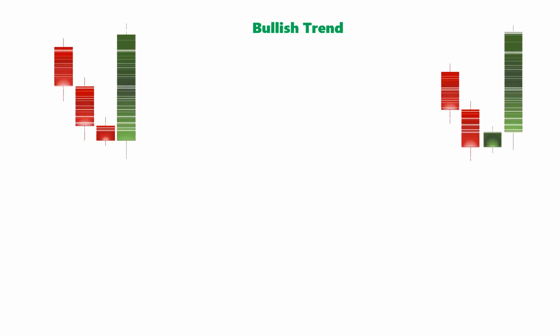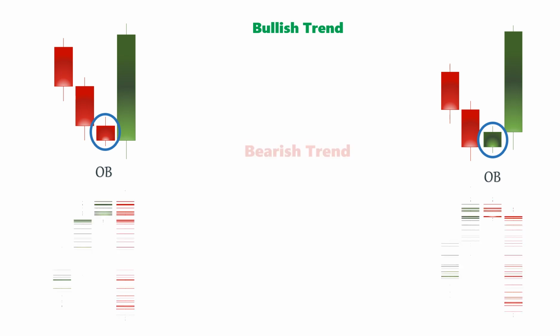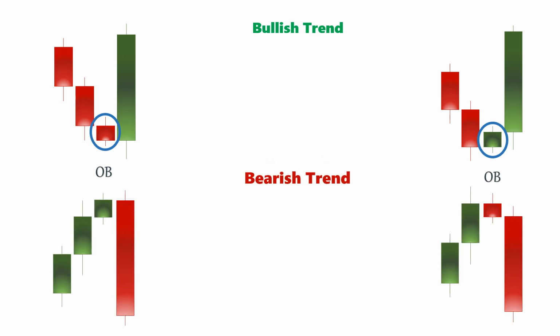In a bullish trend, the last bearish candle before the start of a strong upward movement, or the last weak bullish candle before the initiation of a robust upward trend, serves as an order block. And in a bearish trend, the last bullish candle before the start of a strong downtrend movement, or the last weak bearish candle before the initiation of a robust downtrend, serves as an order block.